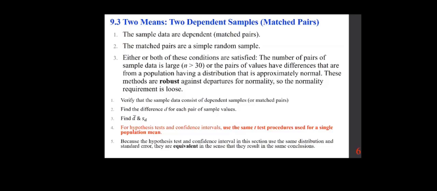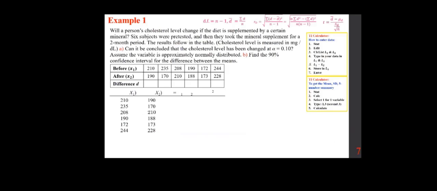It's a simple t-distribution because the hypothesis test and confidence interval in this section use the same distribution and standard error. They are equivalent in a sense that they result in the same conclusion. So I can't emphasize this enough that they are ultimately the same, okay? And so I hope it's straightforward as to what we are doing. Let's look at a simple example to get us started.